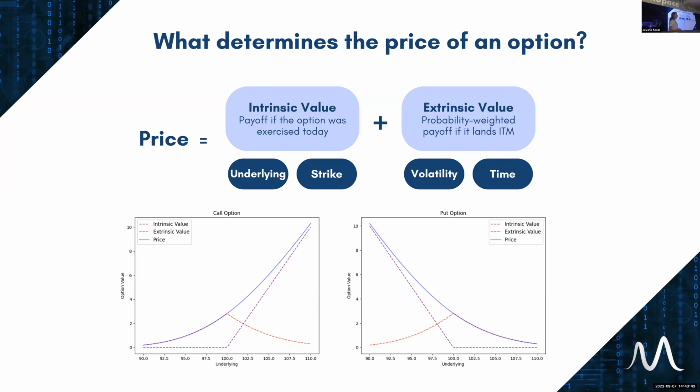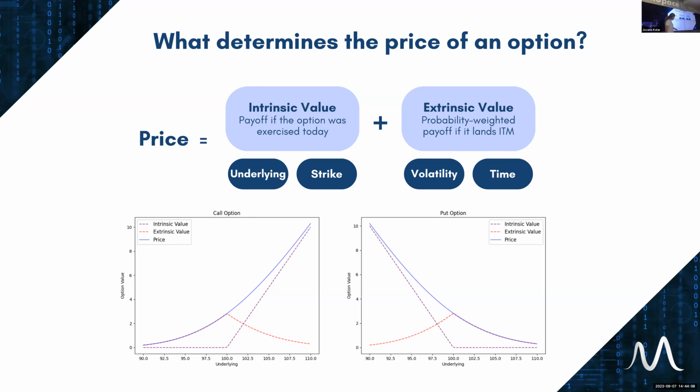Notice that the extrinsic value is actually the same for calls and puts. So when you're trading options based on volatility, it doesn't matter if you're trading calls or puts, they're regarded as the same thing. They both have the same extrinsic value, it's just that the payoffs are different. So the extrinsic value peaks at the money and then it spreads down as you go further away.